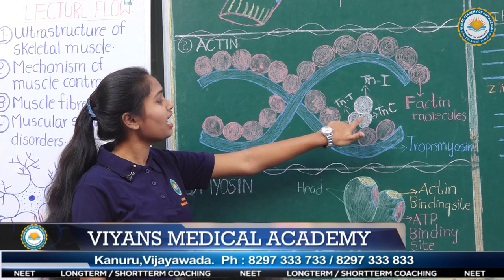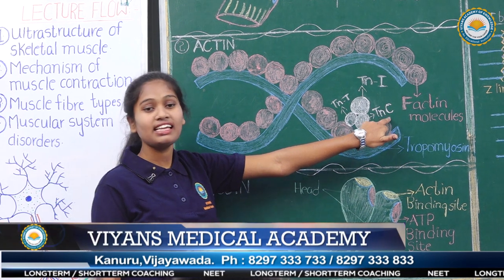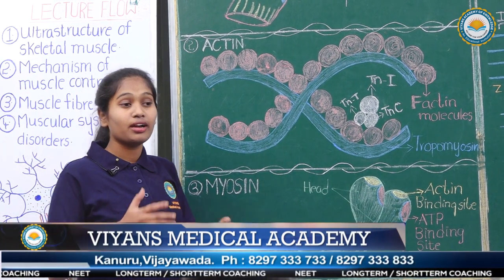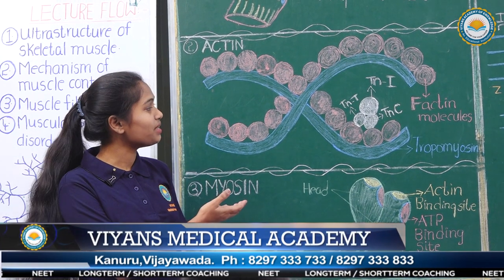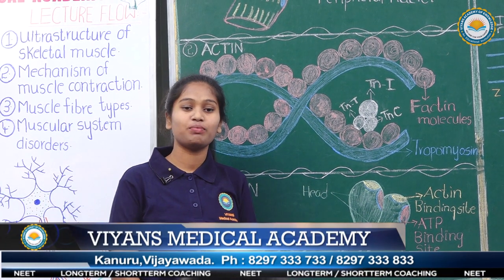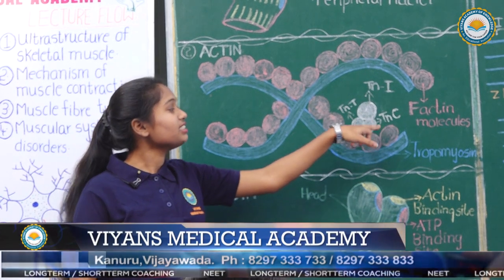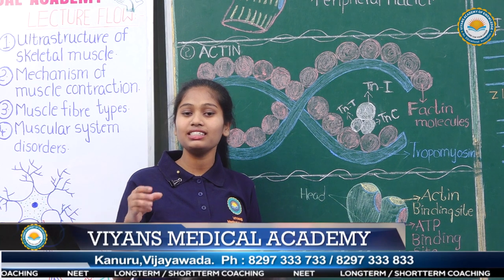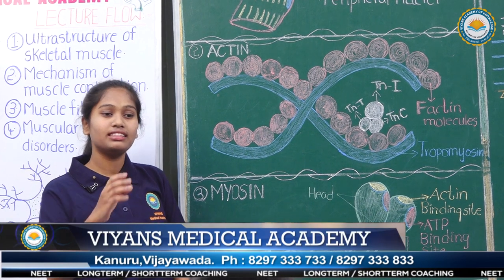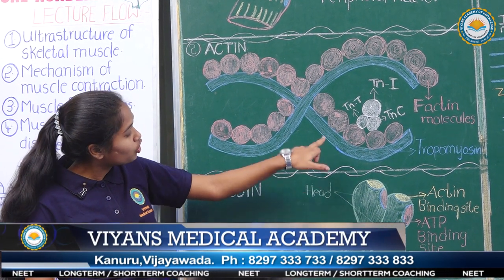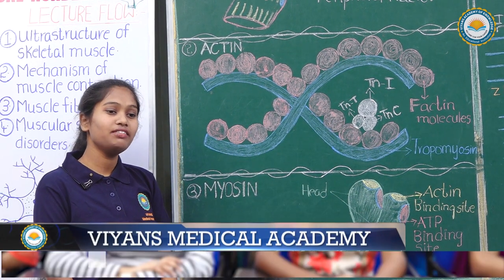This is called TnT, this is called TnC, and this one is TnI. TnC has the capability to bind with calcium ions. When calcium ions are not bound to the TnC, muscle contraction does not take place. When calcium ions are bound to the TnC, the troponin stabilizes the tropomyosin complex to move away from the active sites of the actin molecule. Then the myosin head is ready to bind with the actin molecule, and cross-bridge formation will take place.